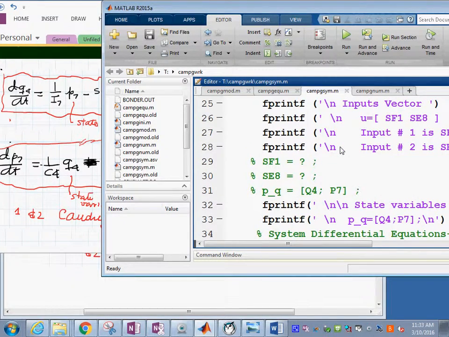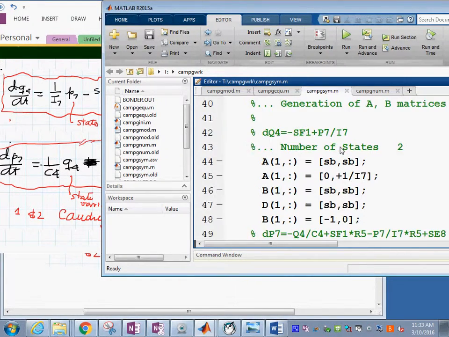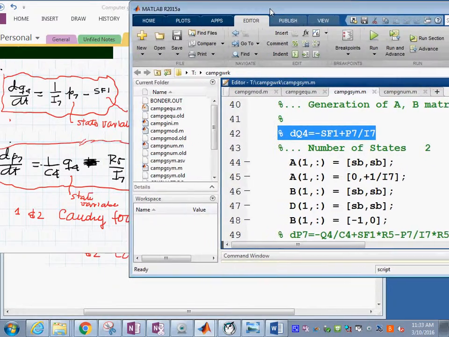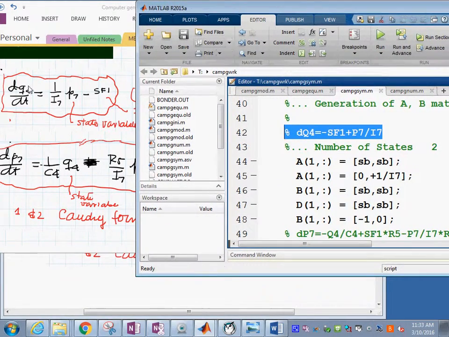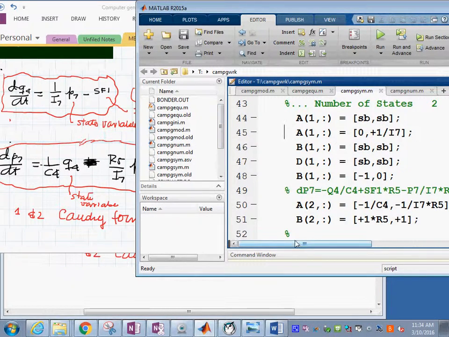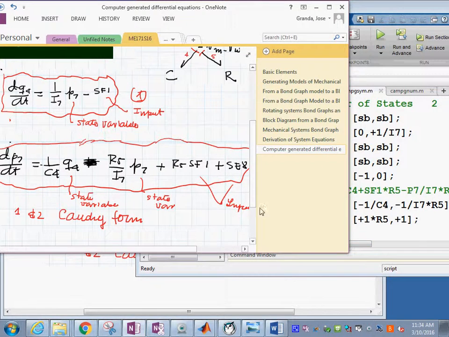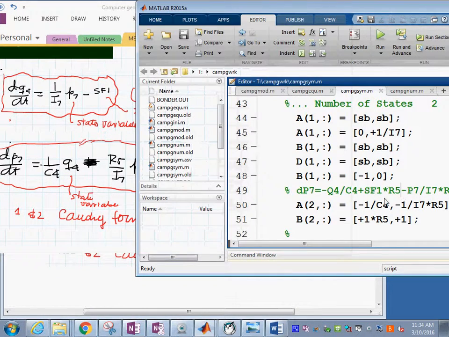See here, dp7 dt is minus q sub 4 over c sub 4, which it is. The little minus is a little guy here. And then it says SF1R5. SF1R5 is here. And then it has minus P7 over I7 times R5. That's this term. And it has minus plus SE8 right there.